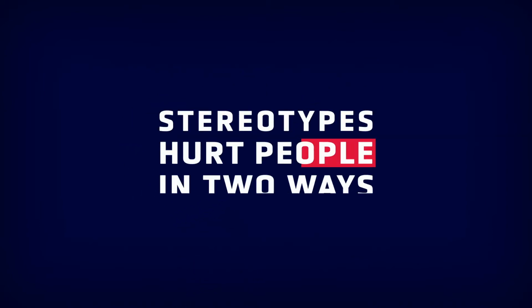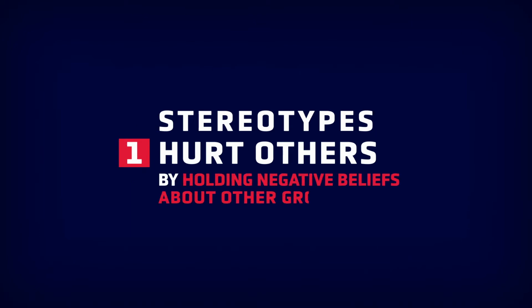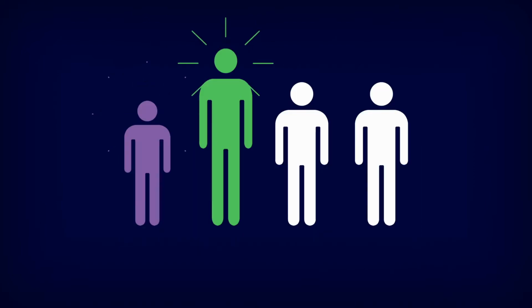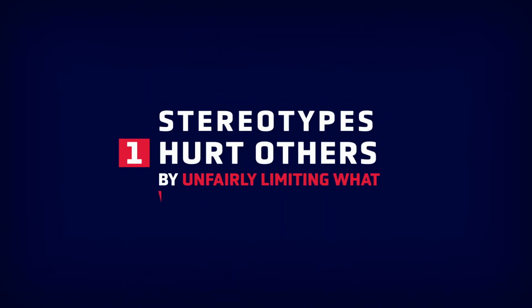Stereotypes can hurt people in two ways. First, the beliefs we have about other groups are sometimes negative. We tend to hold those beliefs about all members of one group. Of course, no group is all the same. Every individual is different. When we stereotype, we unfairly limit what we think about people.